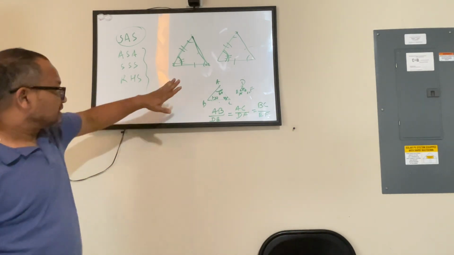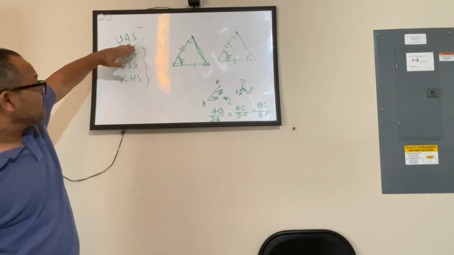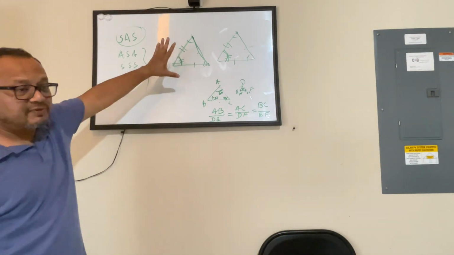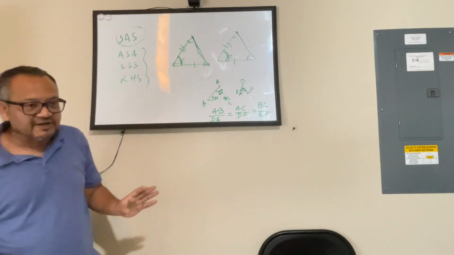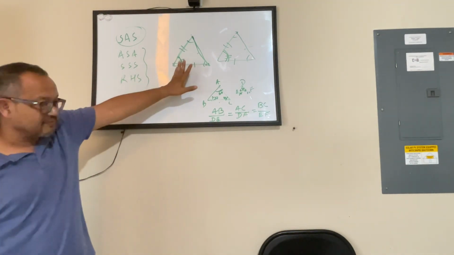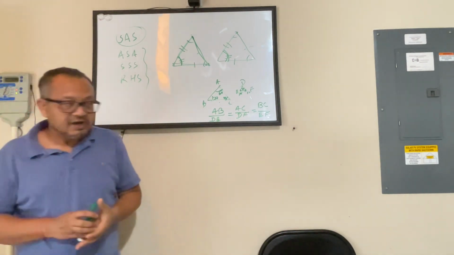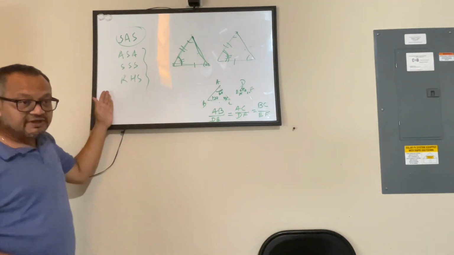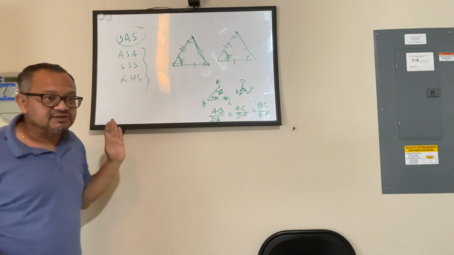So what I was saying was that the axiom you don't have to prove, but we are still doing an extra check from our side just to be doubly sure that this is true. Okay. Now, let's look at the three theorems: ASA, SSS, and RHS.